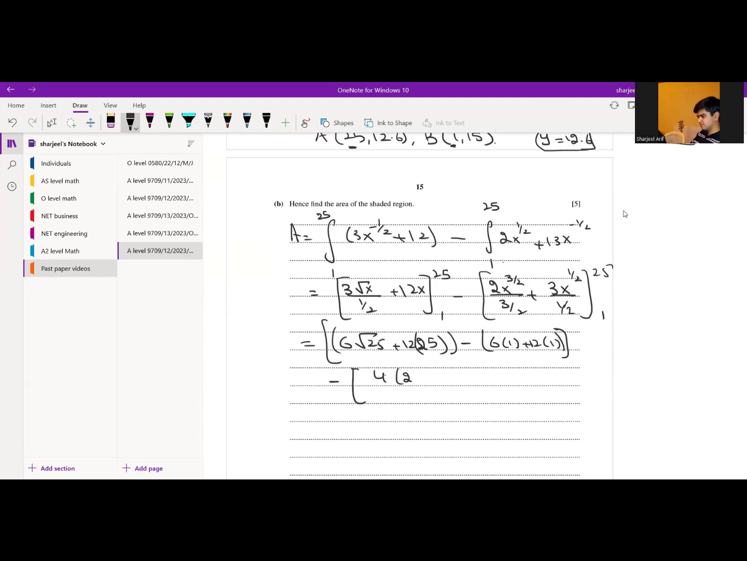4 times 25 power 3 by 2 over 3, plus 6 under root 25, minus 4 by 3 times 1 power 3 by 2, plus 6 into 1 power 1 by 2. So we'll simplify to get the area equal to 128 over 3, or we can say 42 2 by 3. That is our answer.